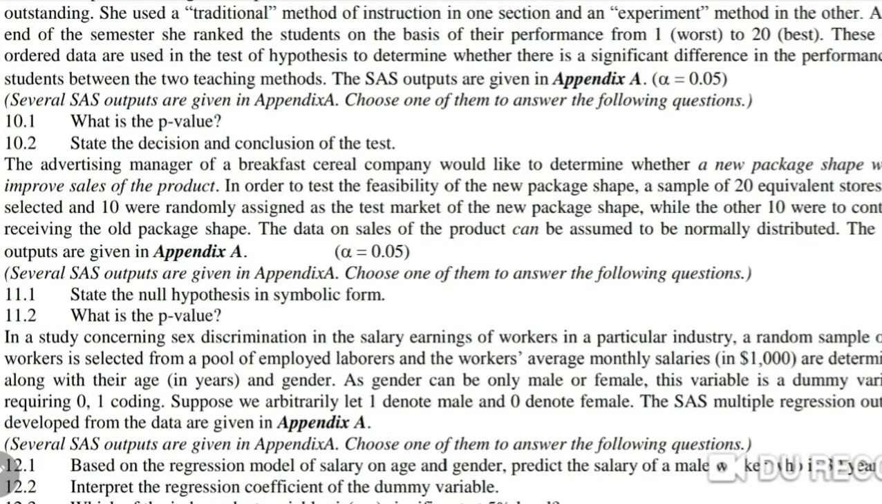Therefore, two means independent samples t-test. One tail or two tail? Here you see a new package shape would improve sales of the product. That means new package shape has higher sales. mu1 for new package shape is greater than mu2 for old package shape. Right tail test. Now you can choose set outputs.